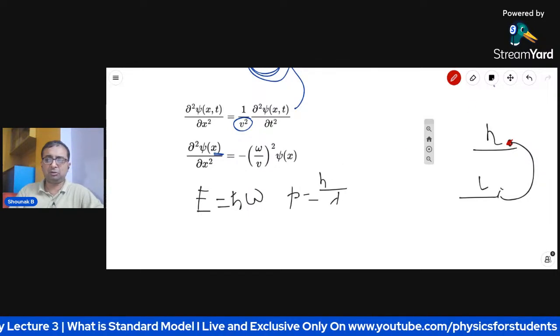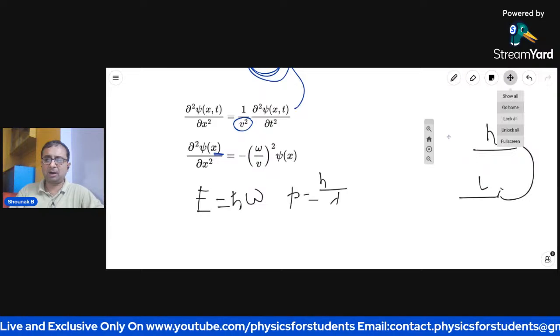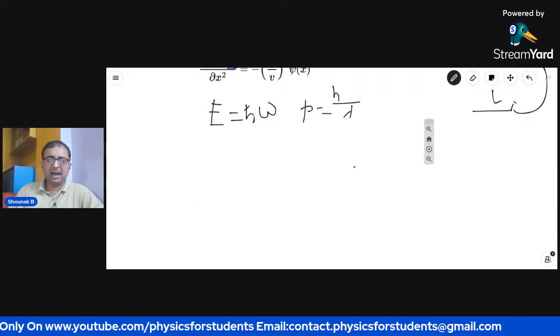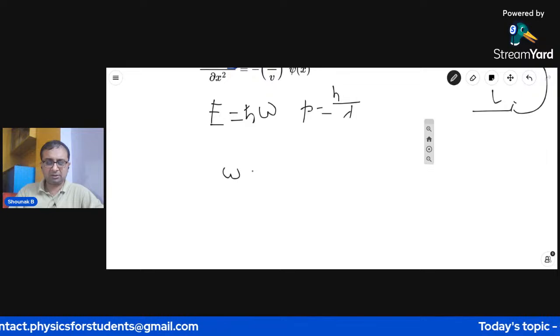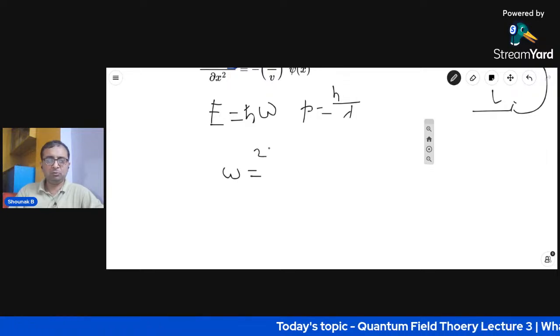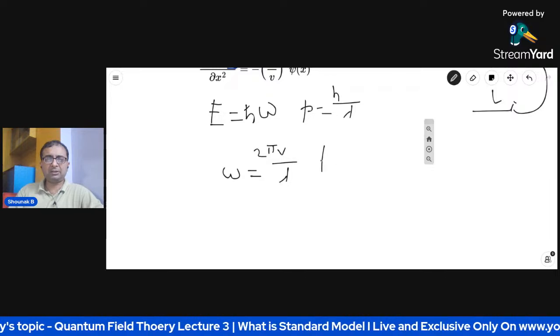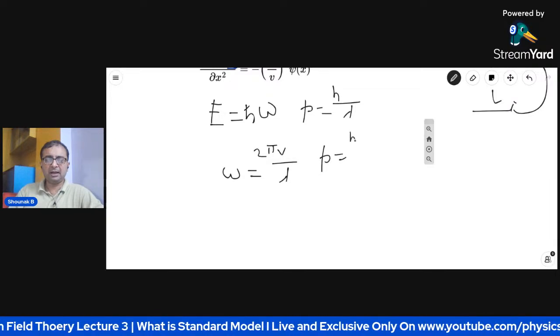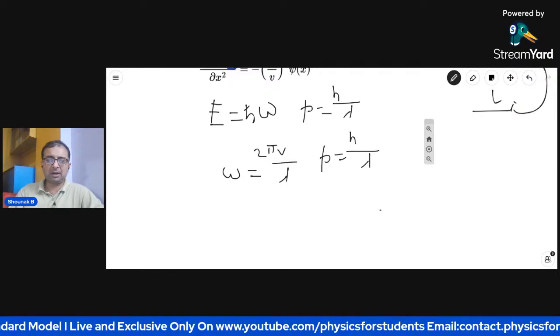So what I'm going to do is use the red-black one, pull it over here, and from here I can definitely get omega. This value would be equal to 2 pi v, followed by the wavelength, lambda, right? And we know that this one, P, is equal to h upon lambda. P is equal to h upon lambda.